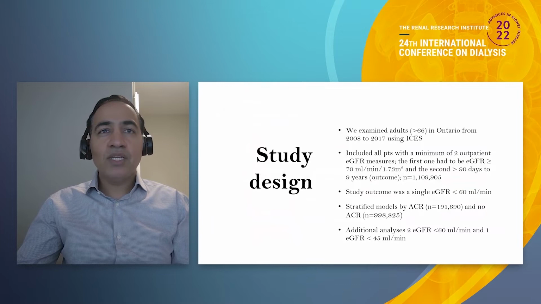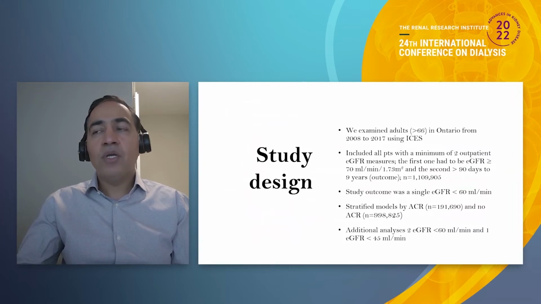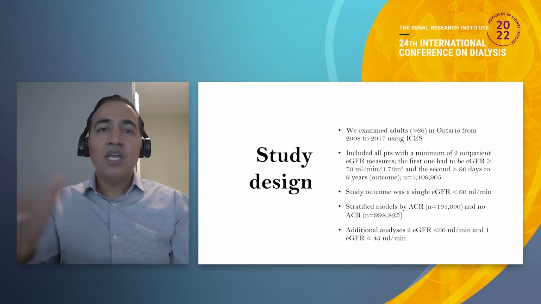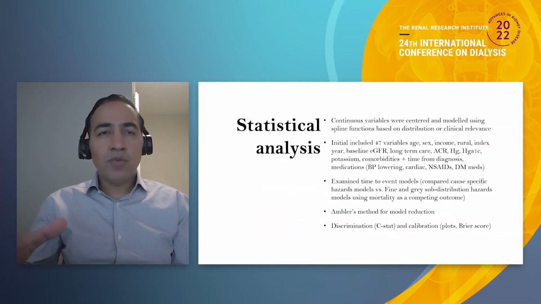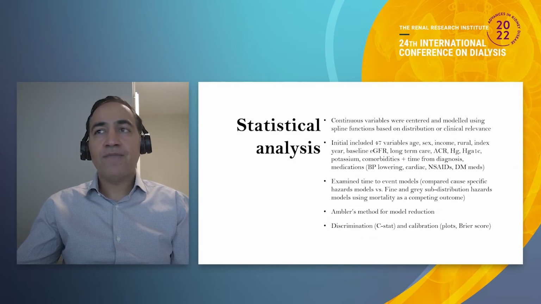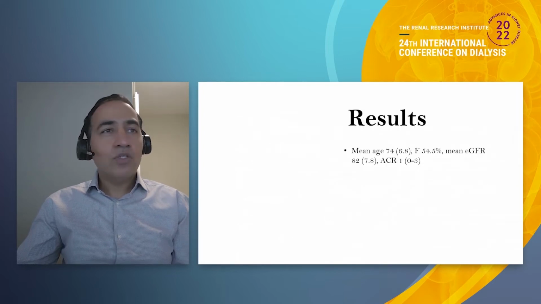We had patients with at least 2 outpatient eGFRs, the first had to be greater than 70, and the second one had to be greater than 90 days apart. And the study outcome was a single eGFR less than 60. We also looked at a single eGFR less than 45, 2 eGFRs less than 60, and we looked at people with or without an ACR. We looked at a number of variables, initially 47 variables to begin, but really got down to a simple model that could be applied if you had longitudinal data on patients. So here are the results.